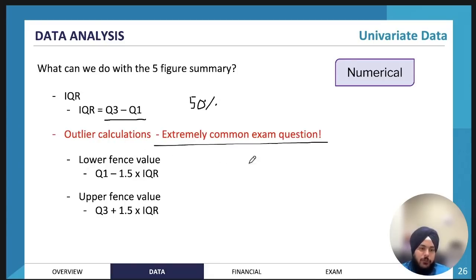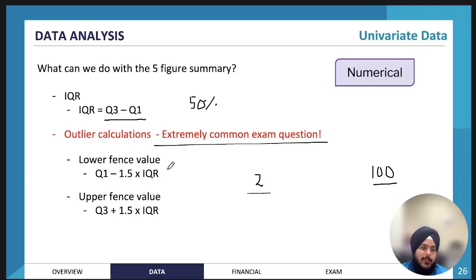The lower fence value tells you where the outliers lie. So for example, if we have data between 2 and 100, the maximum value is 100 and 2 is the minimum value, but we don't know if these are outliers. So we can use something called a lower fence and an upper fence. All of these formulas are given in your formula sheet. When you use these formulas, Q1 minus 1.5 times IQR and Q3 plus 1.5 times IQR, you can easily determine the outliers because it will give you a value.